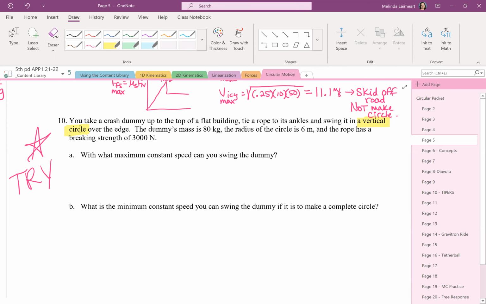Diagram F net. Notice what you're finding. What's the maximum speed? What's the minimum speed? See if y'all can do those. Good deal? And I'll walk around and answer questions if you got them. But give it a try. Work together.